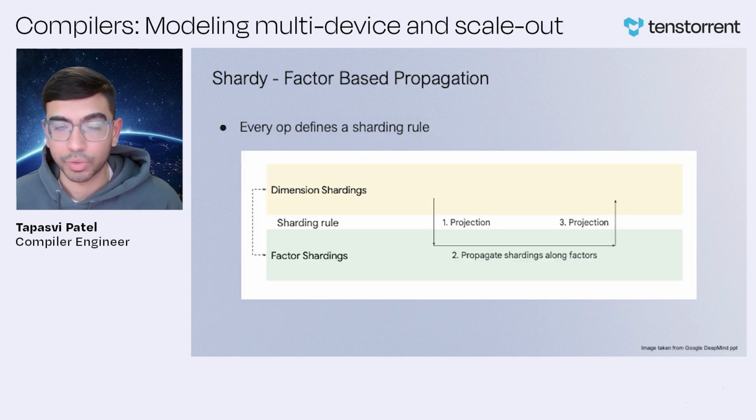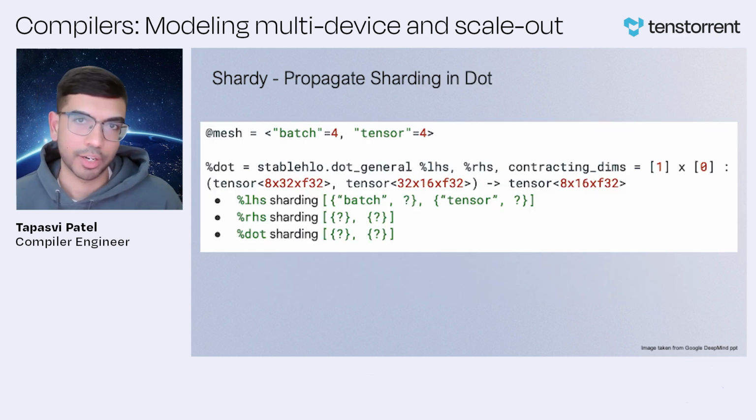So how does it actually do this? Essentially, as I mentioned before, we take the tensor dimensions, convert them into some factor dimensions, do some analysis on the factors, and then project it back into the tensor dimensions. And this requires every op to define some type of sharding rule. So let's take this very trivial example. Let's take this Stable HLO dot_general. Here we have a mesh of batch 4 and tensor 4.